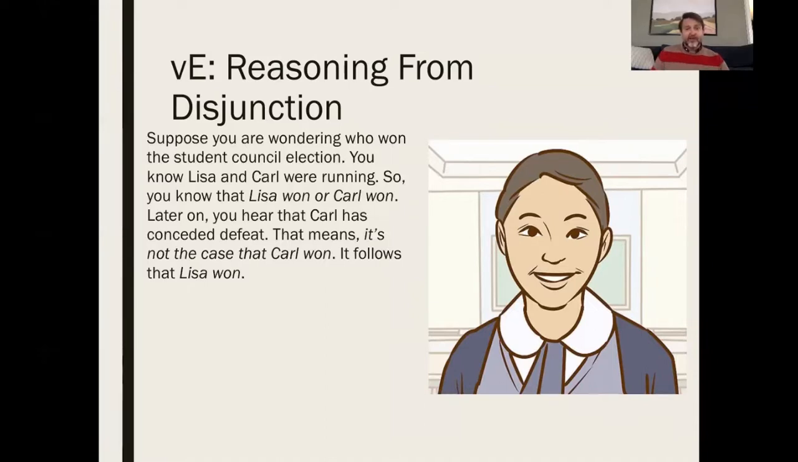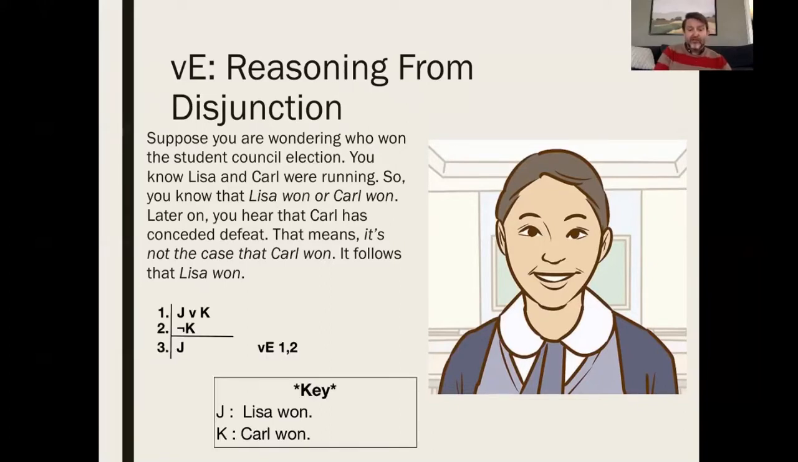Suppose you are wondering who won the student council election. You know that Lisa and Carl were running, so you know a disjunctive thing, either that Lisa won or Carl won. And we can suppose they were the only people running. That's what I mean here. So you know this disjunction, Lisa won or Carl won. Later on, you hear that Carl has conceded defeat. That means it's not the case that Carl won. And it follows from it not being the case that Carl won, and that they were the two people running, that Lisa won.